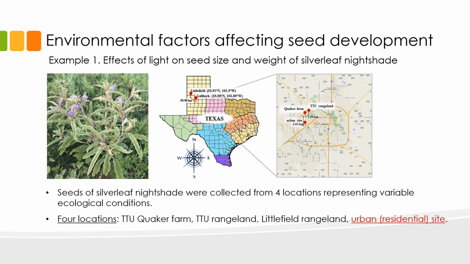One study conducted by one of my graduate students looked at the effects of the environment on the development of silver nightshade seeds. Silver nightshade is considered a weed, and you can see them growing just about anywhere. In the study, silver leaf nightshade seeds were collected from 4 locations, which include the Texas Tech Quaker Farm, the Texas Tech Rangeland in Erskine, a rangeland in Littlefield, and a residential area in Lubbock.